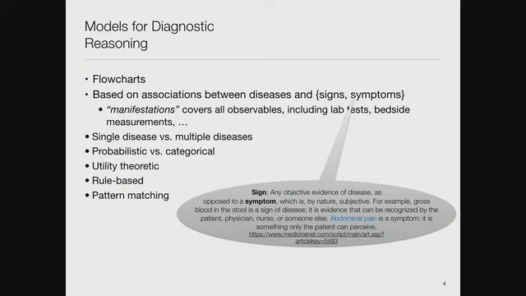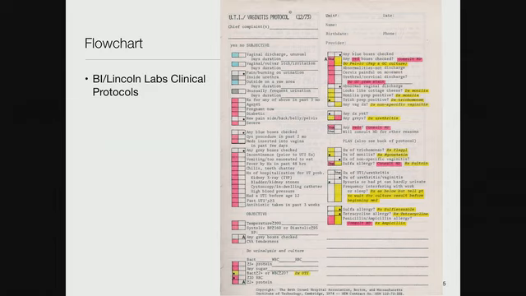So we'll talk about flowcharts, and models based on associations between diseases and these manifestations. Then there are some issues about whether you're trying to diagnose a single disease or a multiplicity of diseases, which makes the models much more complicated. Whether you're trying to do probabilistic diagnosis or definitive or categorical. And then we'll talk about some utility theoretic methods, and I'll just mention some rule-based and pattern matching kinds of approaches.